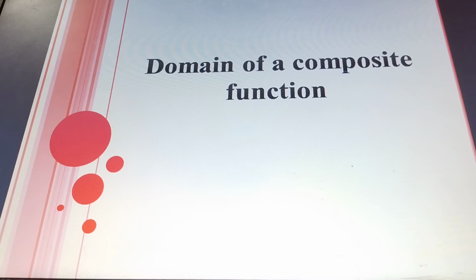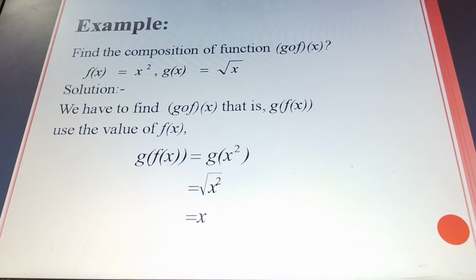Hello friends, today we are going to learn about the domain of a composite function, how to find the domain of a composite function. First we have to find the composition of a function. Let's see one example.